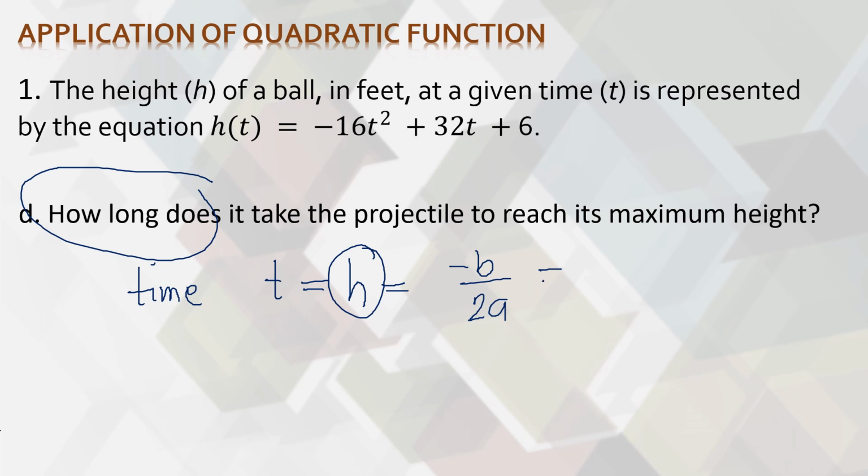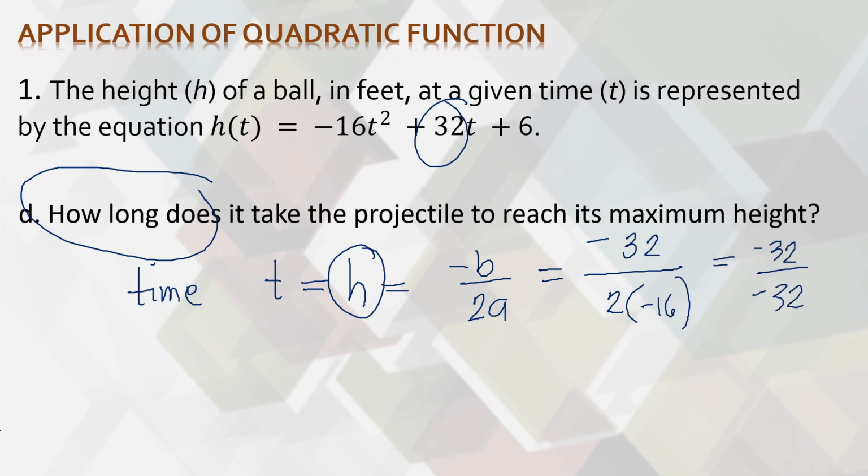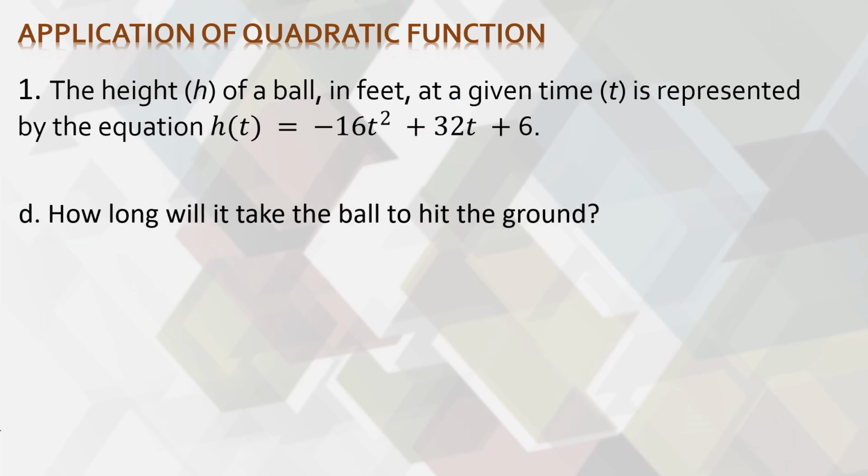So b is equal to negative 32, and a is negative 16, and this was solved a while ago. The answer is 1. So it takes just a second to reach the maximum height. So the next problem is, gaano katagal ang kailangan para ang ball ay ma-reach niya na ang ground? So to hit the ground, meaning the ball will strike the ground.